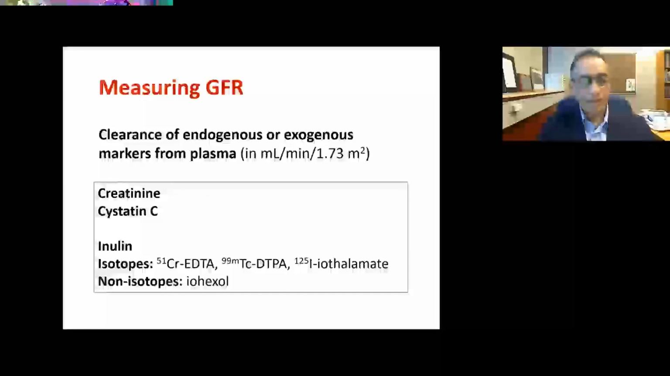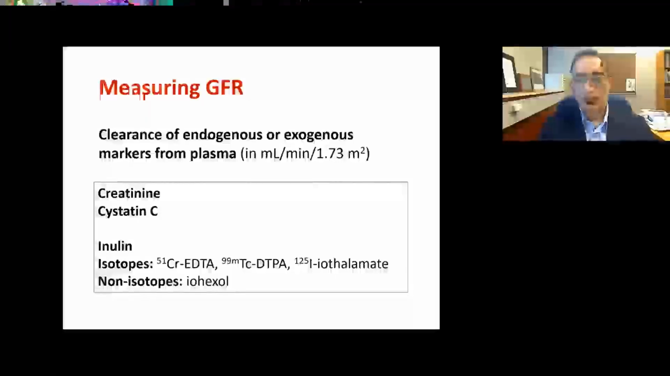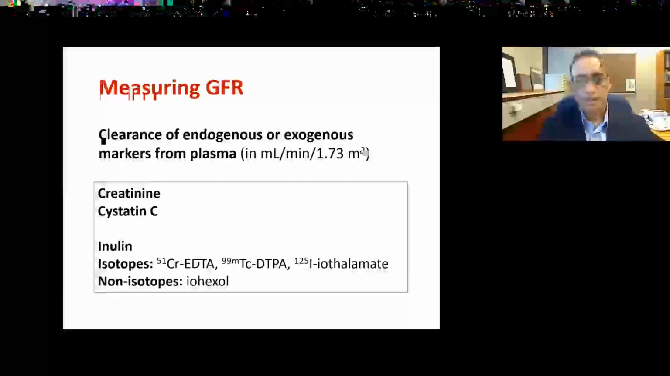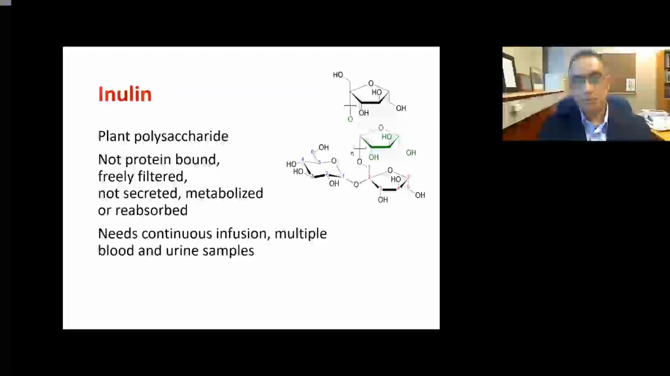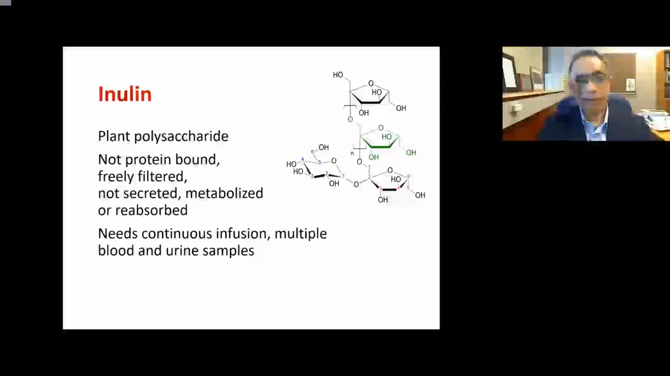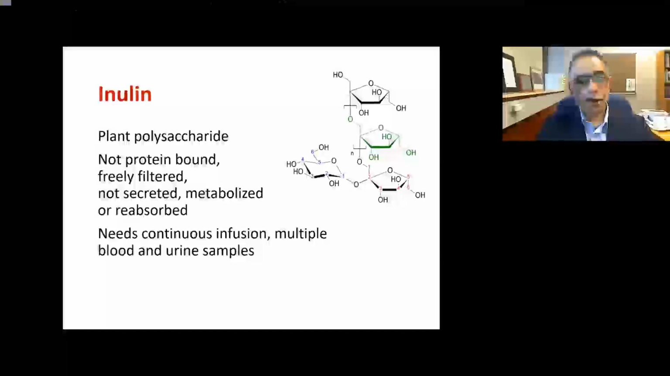It's a plant polysaccharide, a perfect marker in that it is transported in plasma, not protein-bound, freely filtered at the glomerulus, not secreted by the tubules, not metabolized or reabsorbed, but it is not easy to do. It's more of a research or experimental tool. It needs a continuous IV infusion and the taking of multiple blood and urine samples.